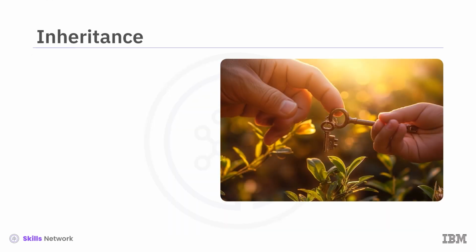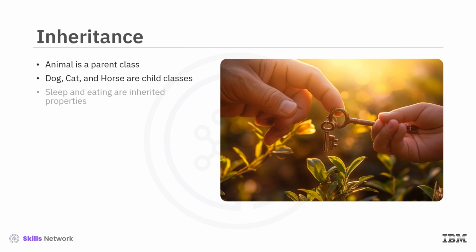You probably inherited several traits from your parents, and they have inherited traits from their parents. That's how inheritance works in classes. A child class inherits behaviors and properties from a parent class. Animal is an example of a parent class, with dog, cat, and horse being child classes. The child class will inherit properties like sleep and eat from the parent class. The child class will also have unique properties such as breed or lifespan.